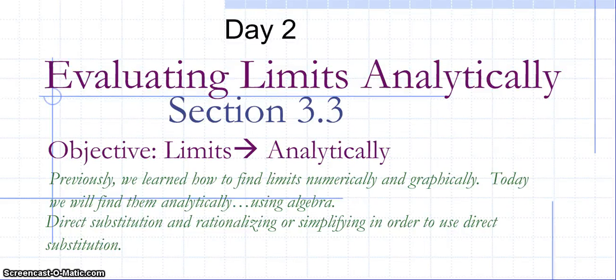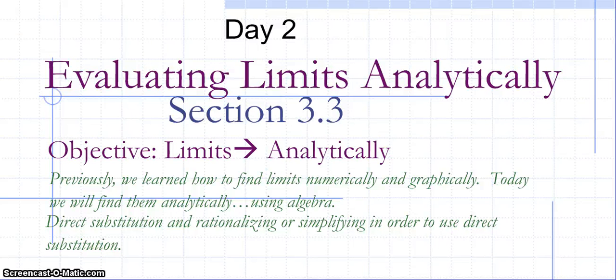Alright, so today we're going to move on to section 3.3, which is evaluating limits analytically. We saw in the warm-up today in class, as well as a little bit of the video notes last night, the idea of direct substitution, and that's what we're going to be focusing on today. This is, we'll say, the meat and potatoes of evaluating limits, which is direct substitution or evaluating them analytically.